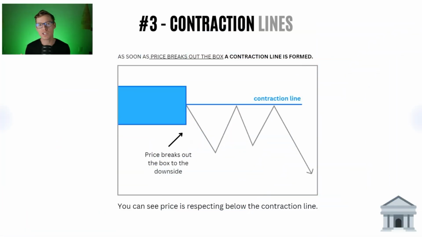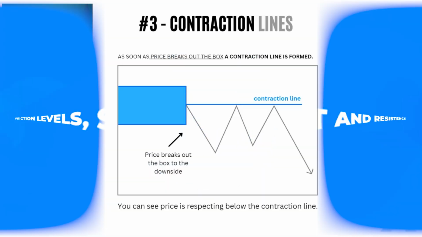Then we get contraction lines. Contraction lines are formed when we get the expansion out of the contraction box. You can see price goes into contraction, forms the box. As price breaks out of that box, that's where we get the formation of the contraction line, which also turns into the expansion line, which I'll get into in a moment. These contraction lines become extremely valid friction levels, support and resistance levels, and price often respects them.